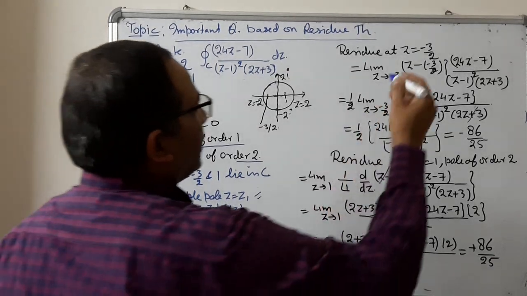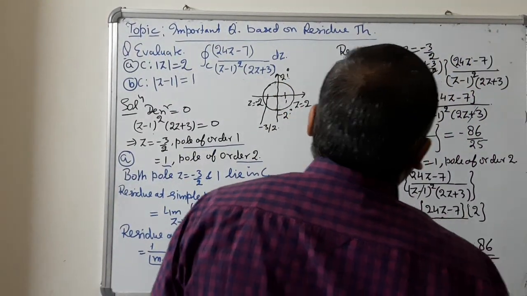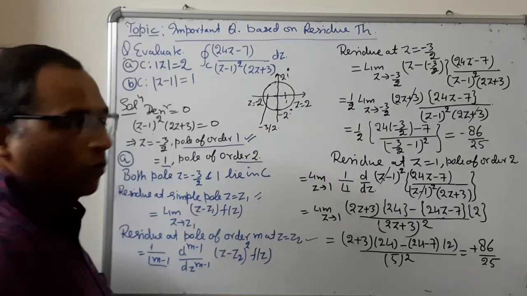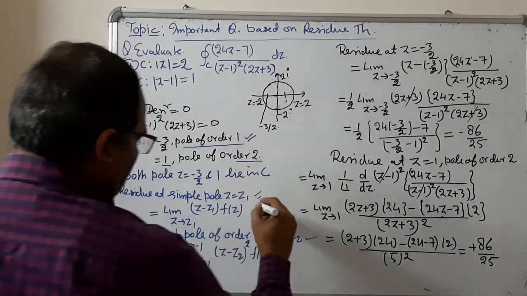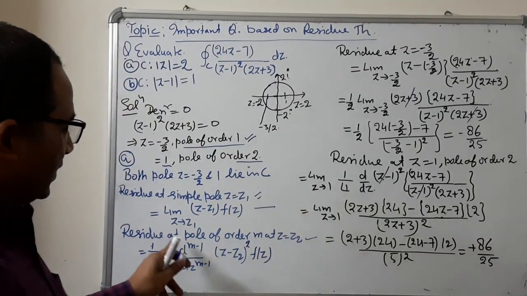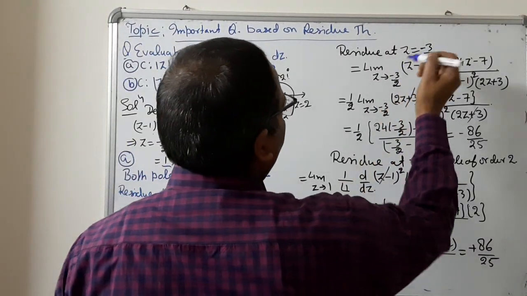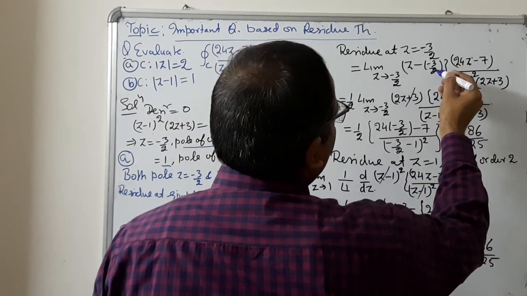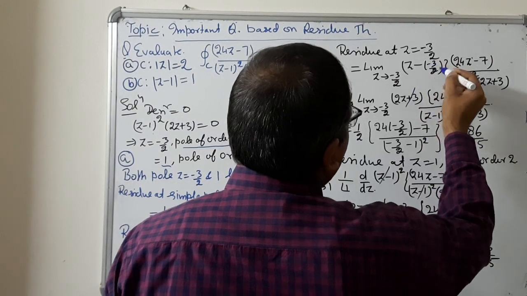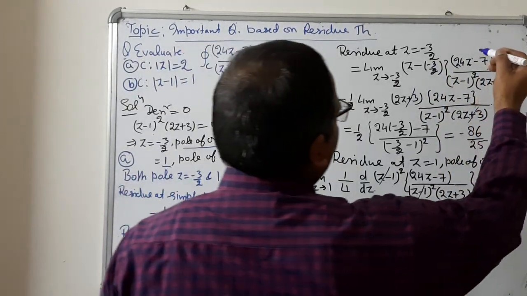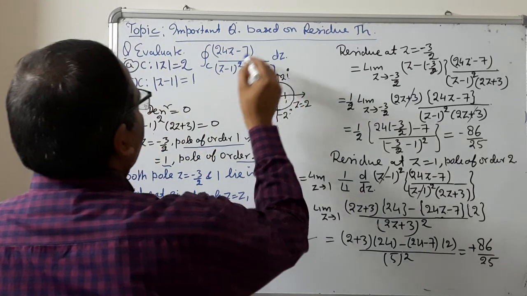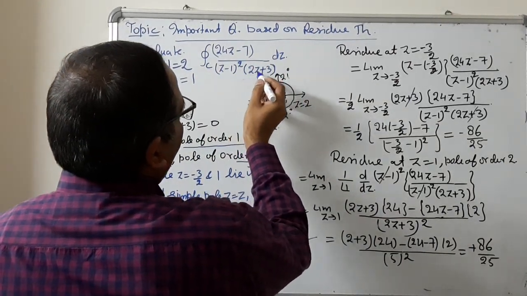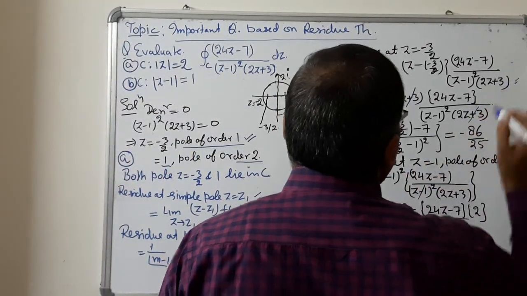First we find the residue at z equal to minus 3 by 2. We can see from here this is a pole of order 1, so we apply the first formula: limit z tending to minus 3 by 2 of (z minus z1), where z1 is minus 3 by 2, so (z plus 3 by 2), and f of z. What is f of z? It is the whole function, (24z minus 7) upon (z minus 1) whole square (2z plus 3). We write this, right?